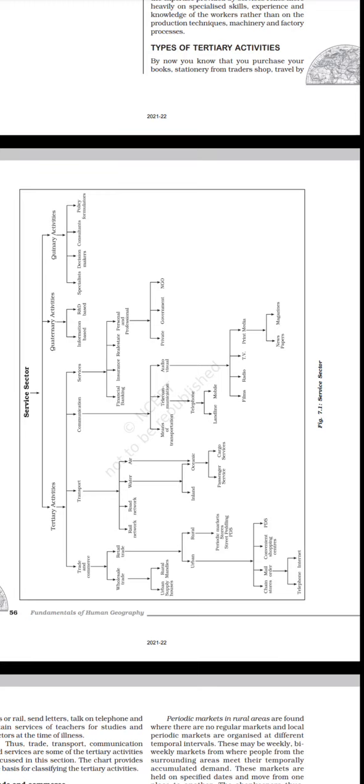Telecommunication divided into telephone. Telephone divided into two: landline, mobile. Audio visuals divided into four: films, radio, TV, print media. Print media divided into two: newspapers, magazines. Services divided into four: financial, banking, insurance, real estate, personal and profession. Personal and profession divided into three: private, government, NGO.